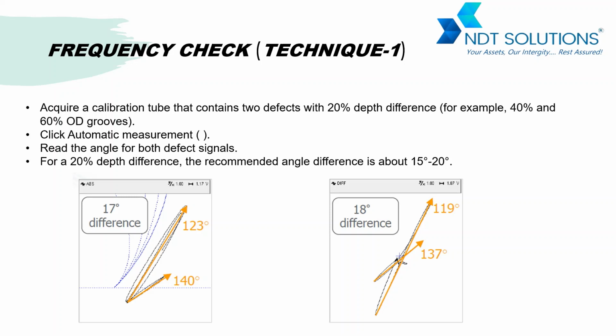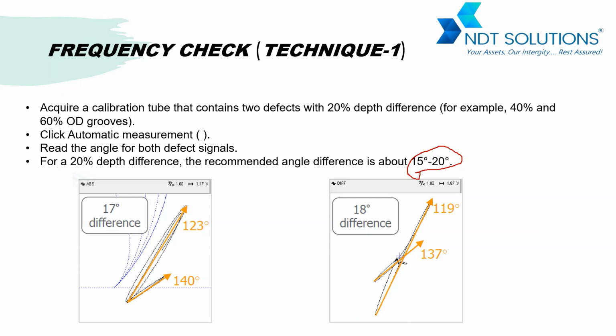First technique: if we have two consecutive defects, like 20% and 40%, or 40% and 60%, then the phase separation between them should be 15 to 20 degrees. Here, say in the absolute channel the phase separation is 17 degrees, and in the differential channel it is 18 degrees. If it is in that range of 15 to 20, then our frequency is okay for the inspection.